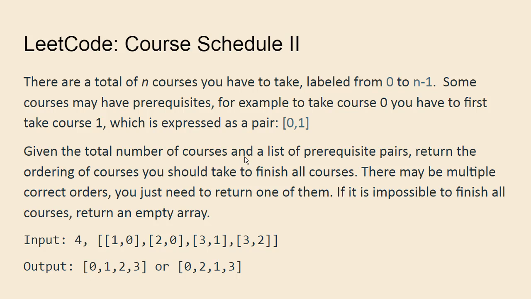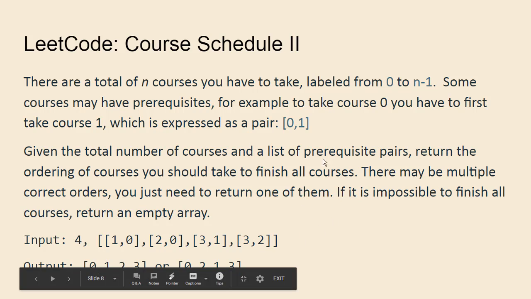So the input for the problem is the total number of courses and then the list of the prerequisite pairs. And you're asked to return the ordering of courses that you should take in order to finish all courses. If there are multiple correct orders, you can return any one of them. If it's impossible to finish all the courses, this will happen when there's a cyclic dependency. For example, in order to take 1, you have to take 2, and in order to take 2, you have to take 3. In order to take 3, you have to take 1. Then there's no way to finish all of them. So in that case, you should return an empty array.